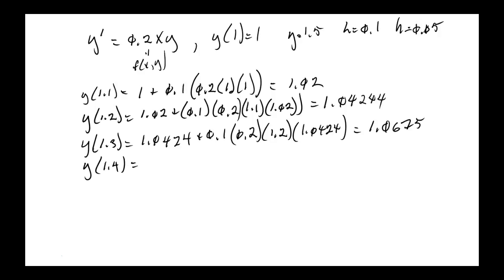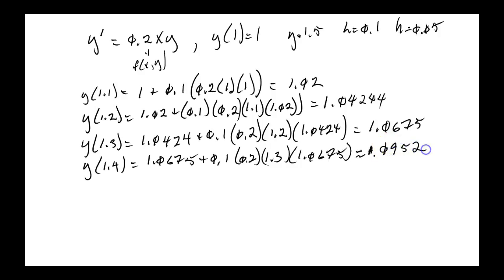So you keep going like this. Y of 1.4 would then be 1.0675 plus 0.1 times 0.2 times 1.3 times 1.0675. And that would be 1.0952. Is that what you get? 1.0952, that's what they got.